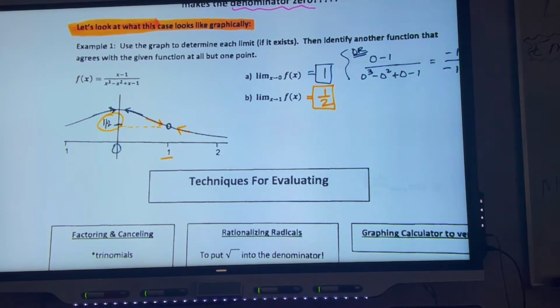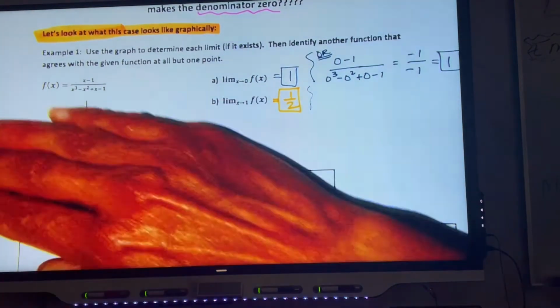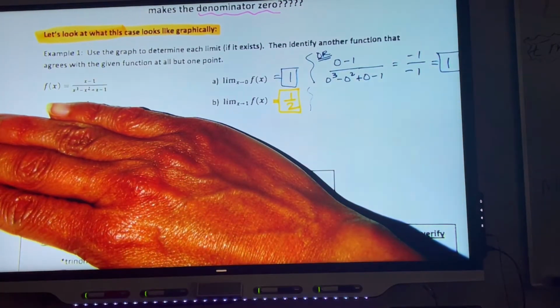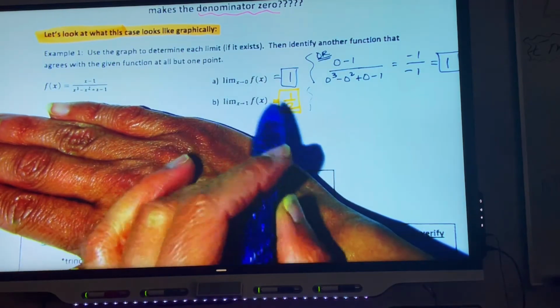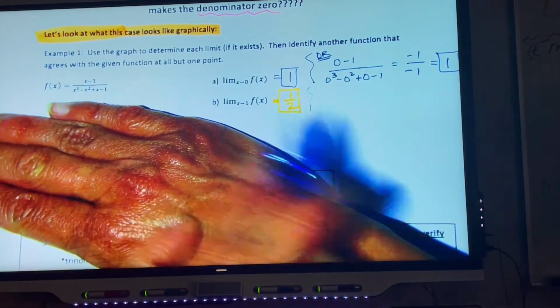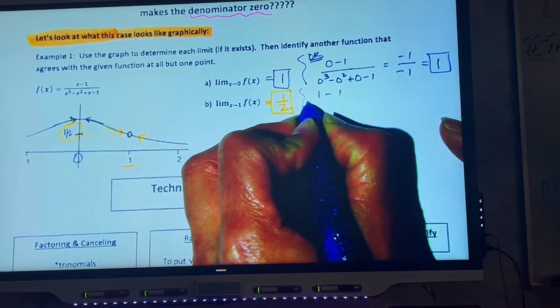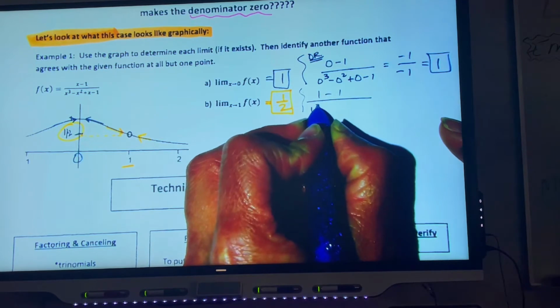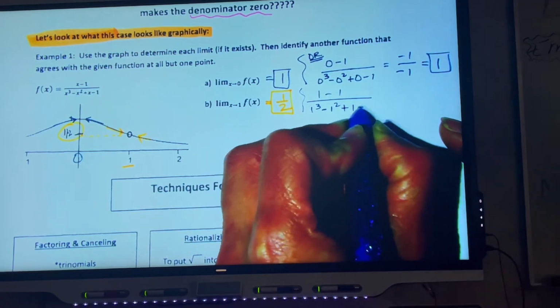All right, and then let's try it though. What if we didn't have the graph? What if all we had was the function and we need to find the limit as x approaches 1? Just like the first part, we would plug in a 1 for all the x's in our function. So we would have 1 minus 1 over 1 cubed minus 1 squared plus 1 minus 1.